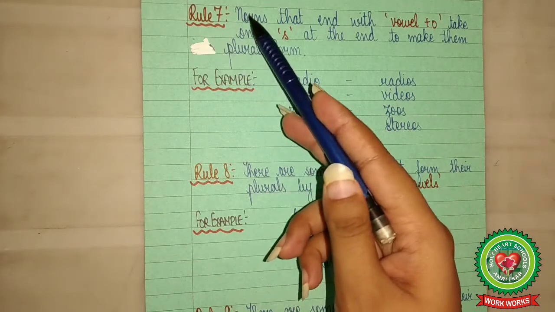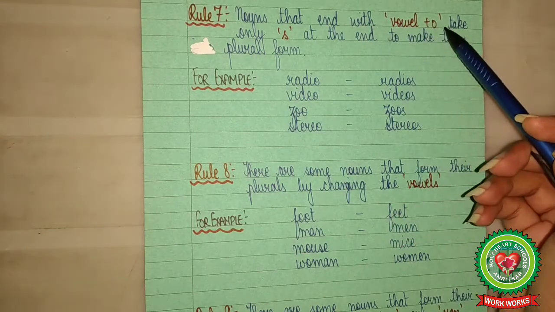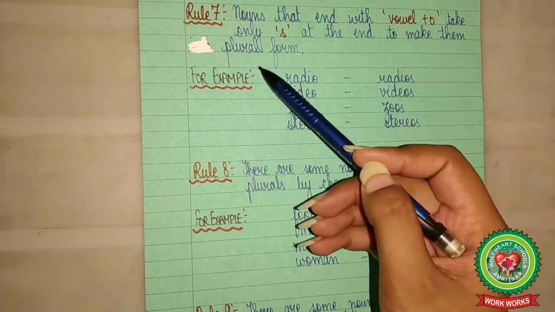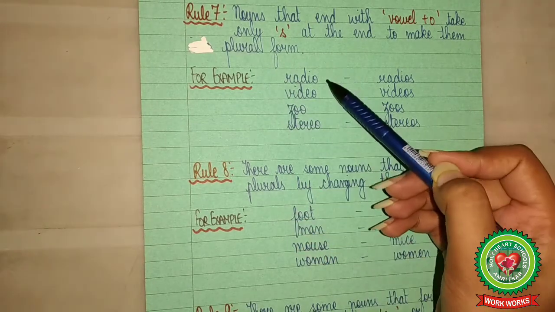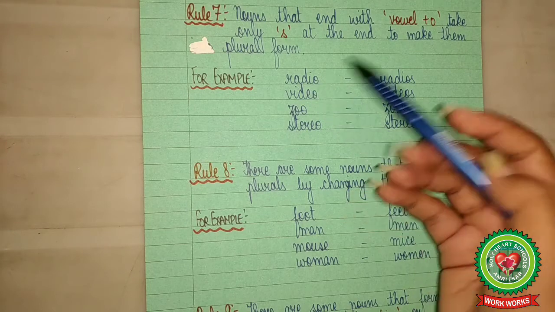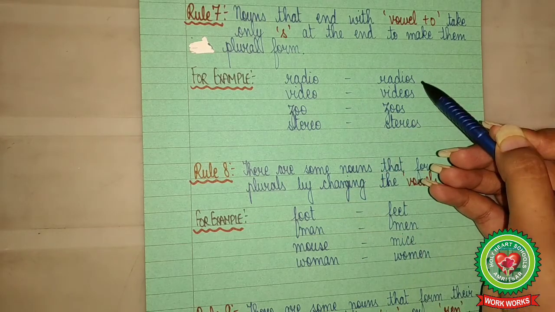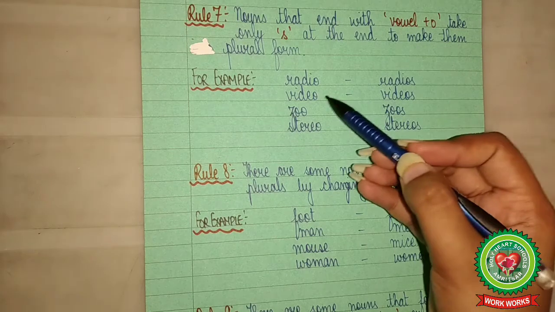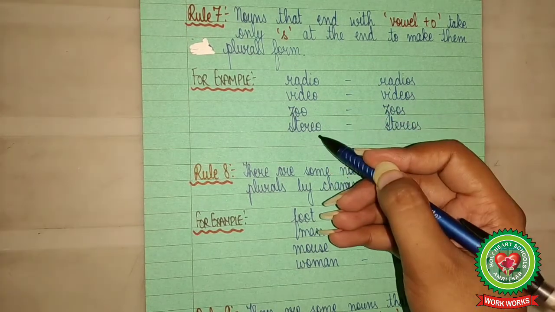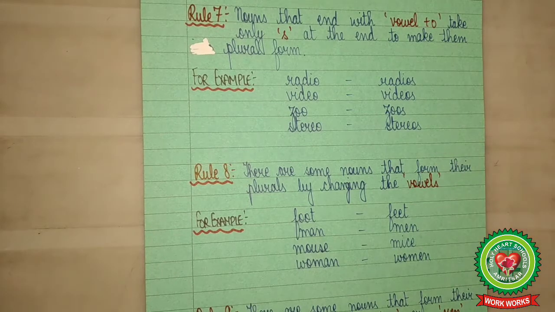Rule 7 says nouns that end with vowel plus o take only s at the end to make them plurals. For example, radio. It ends with o and has a vowel before it. So we will only add s at the end. So it becomes radios. Video becomes videos. Zoo becomes zoos. And stereo becomes stereos.